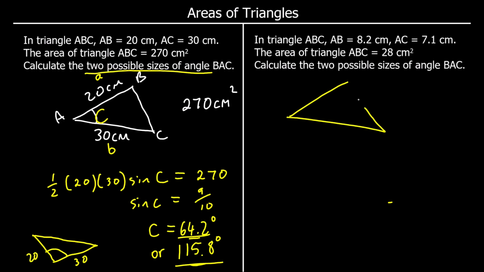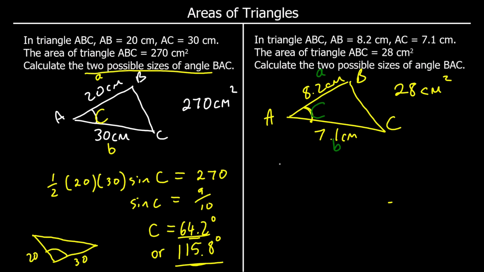So again, we've got triangle ABC. A to B is 8.2 centimeters. A to C is 7.1 centimeters. And the area is 28 centimeters squared. Calculate the two possible sizes of angle BAC. So it's half ab sine C. Big C is the angle we want. a and b are the two sides next to it. So half times a times b sine C equals 28.